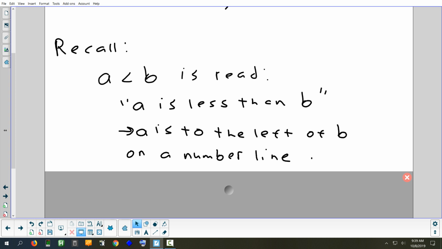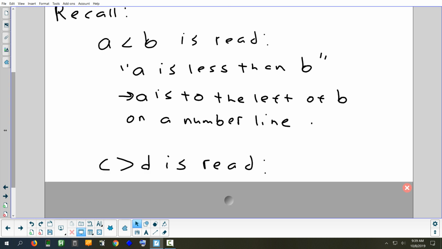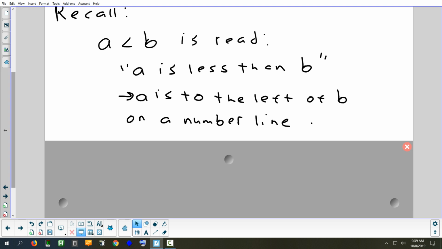So, if you wanted to think about this on a number line, A is to the left of B. If I made a number line, A would be here, B would be there. If a number is smaller, it's always to the left. Doesn't matter if it's positive or negative. If you've got two numbers and one of them is to the left of the other one, then it's the smaller one. Always smaller to the left. The number that's over here is always bigger. The further to the right you go, the bigger you get.